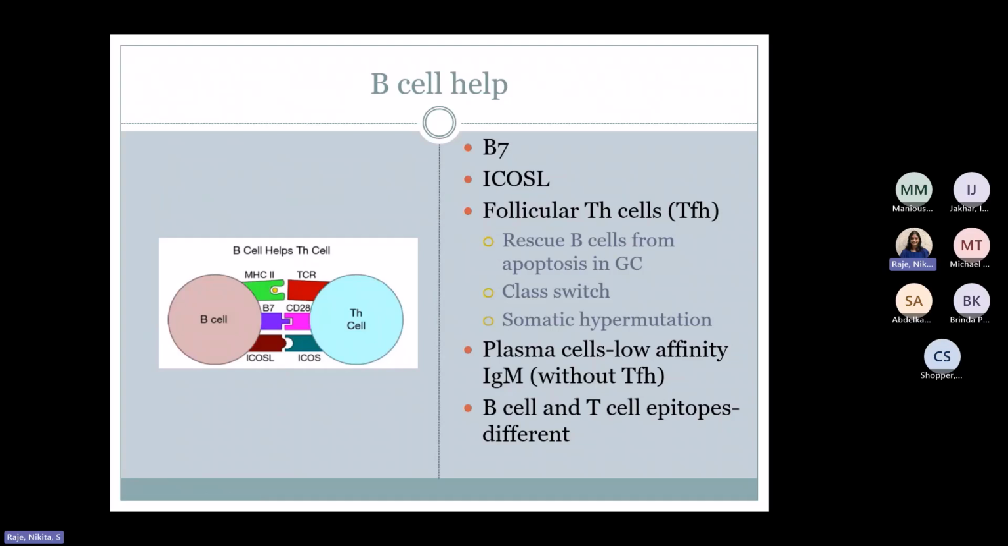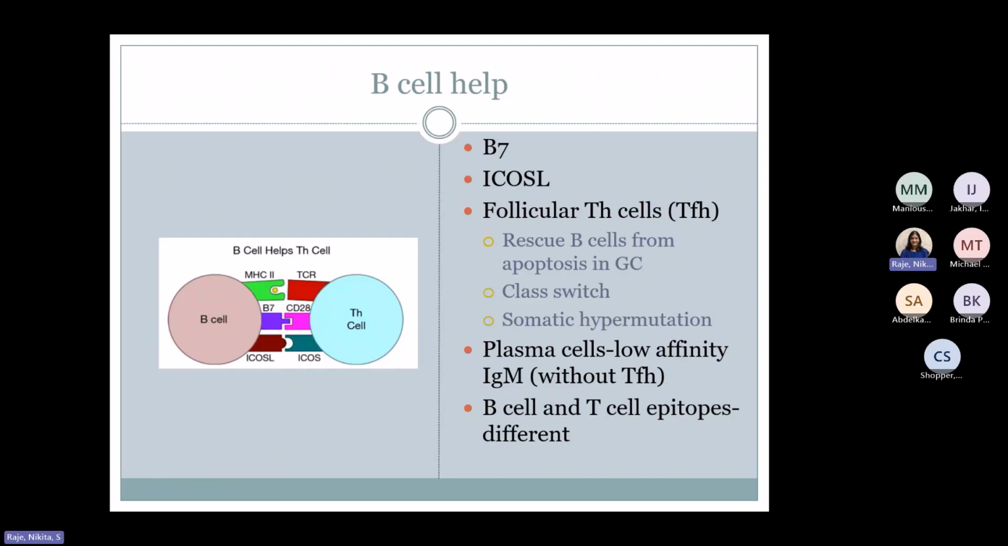Inducible co-stimulator is ICOS ligand that interacts with the ICOS on TH cells. These follicular helper cells, TH cells, will rescue the B cells from apoptosis, and help in class switching and somatic hypermutation. If the plasma cells are formed, they will initially produce IgM, but once there is help from follicular helper cells, they will help produce more class switched antibodies. They'll have the class switching and produce other antibodies.